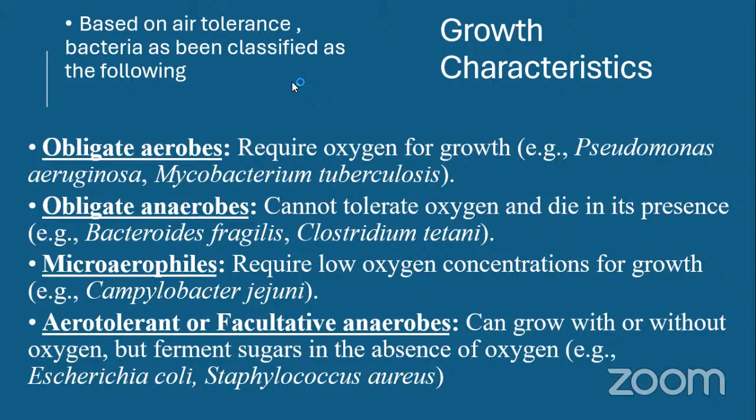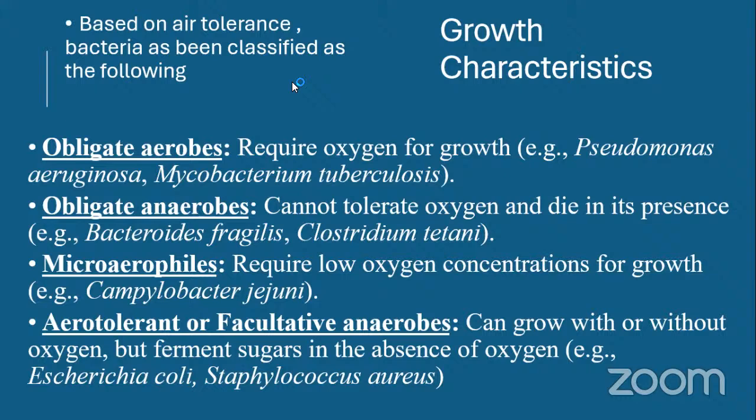So we also have microaerophiles. Microaerophiles require low oxygen concentration for growth. Examples are Campylobacter jejuni. We also have other examples such as Helicobacter pylori. They require low oxygen, like 5% oxygen concentration. Others prefer more carbon dioxide, but around 5%. So we call them microaerophilic.